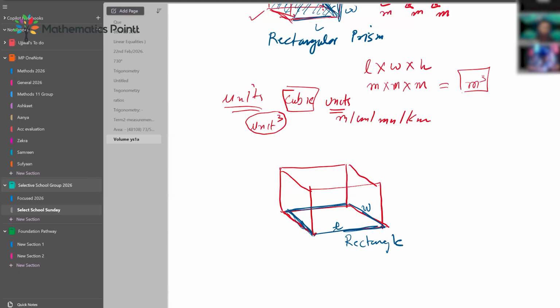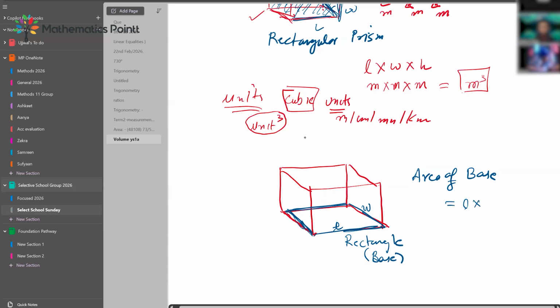So what is the area of the base? Area of this rectangle, or area of the base? Should I call it base? Base is the platform on which your 3D figure is standing. The area of the base is length times width. That's fine. Now there's only one component which is not involved so far, is the height.